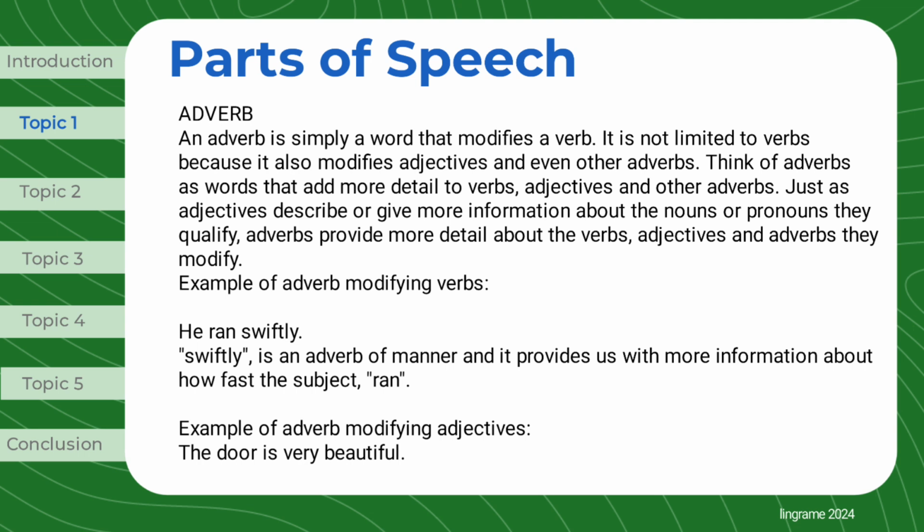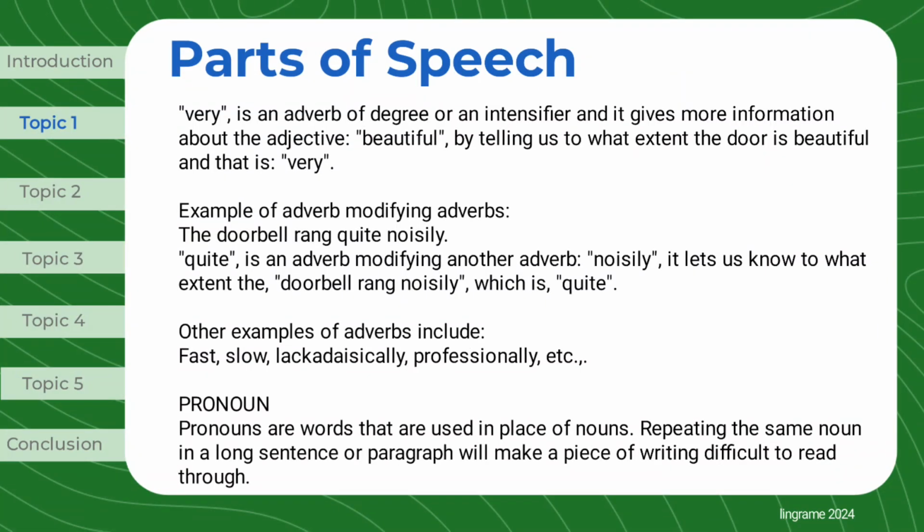Example of adverb modifying verbs: he ran swiftly. Swiftly is an adverb of manner and it provides us with more information about how fast the subject ran. Example of adverb modifying adjectives: the door is very beautiful. Very is an adverb of degree or an intensifier and it gives more information about the adjective beautiful by telling us to what extent the door is beautiful, and that is very.